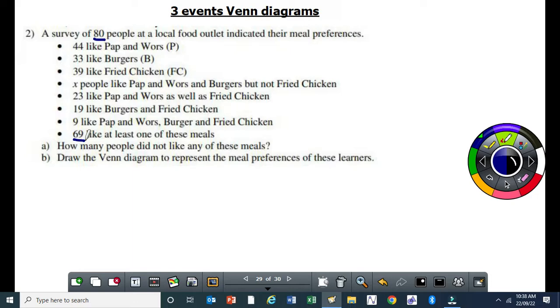So the first question says, how many people do not like any of these meals? Your answer here will be 80 minus 69, and that will be 11. So that will be straightforward.